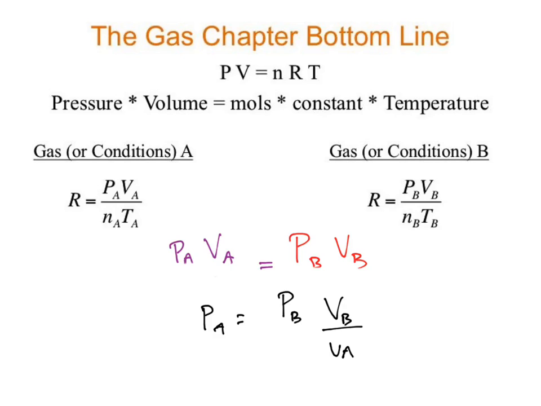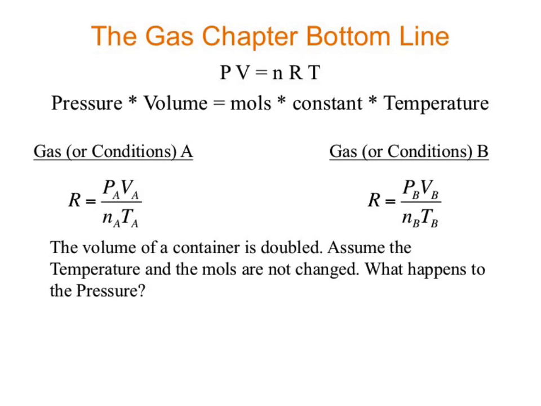With that, I could go through and solve something like this. The volume of a container is doubled. Assuming the temperature and moles are not changed, what happens to the pressure? Okay. Have I specified really any numbers? Not really. For those of you saying, well, yeah, you did. I did kinda. What number did I specify? 2. Doubled. The volume of my container in the secondary conditions is twice the volume that it started at.